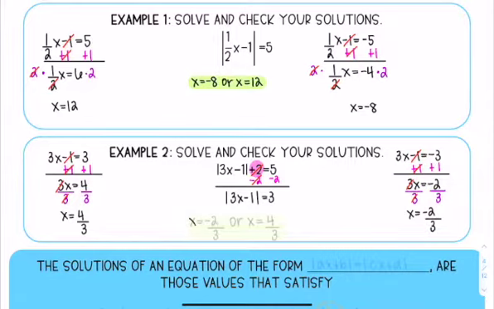And so our two answers: x is -2/3, or x equals 4/3.